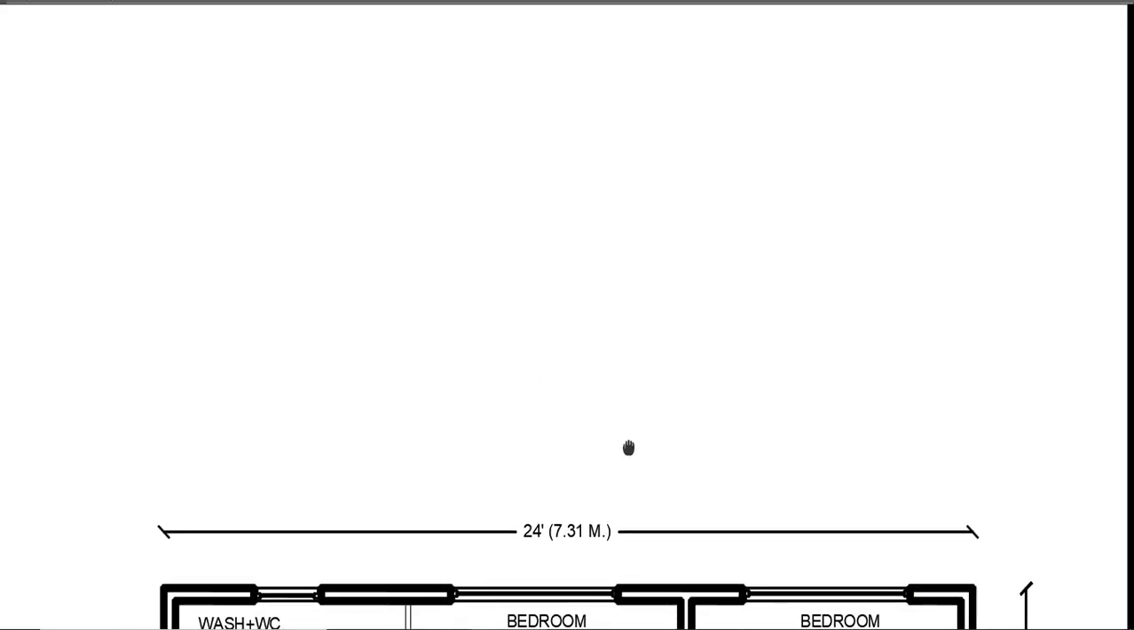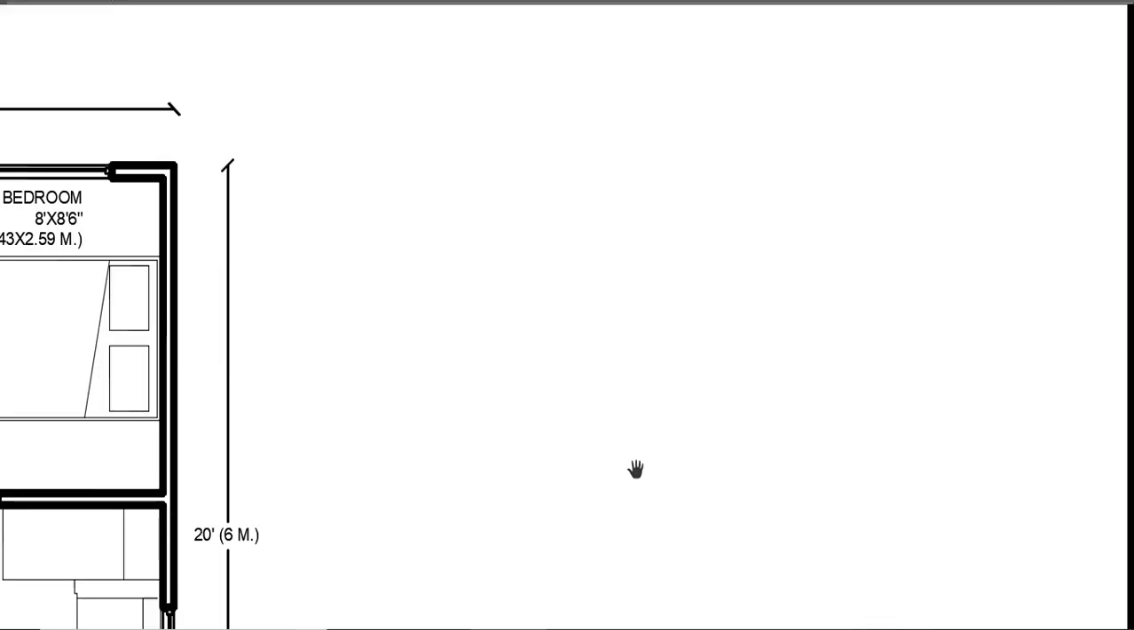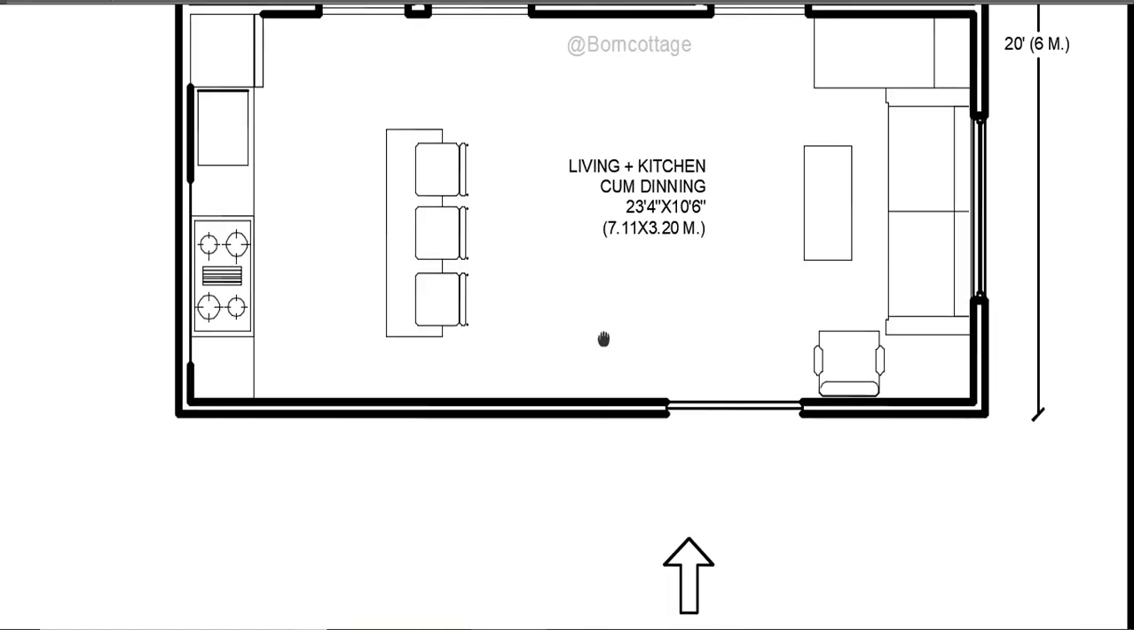So this is the floor plan of the house. There is a 320 feet shipping container. The total area I have taken is: the width is 20 feet, in meters 7.31 meters, and the length is 20 feet, in meters 6 meters. So in the front we have a sliding door here. After that we'll go inside.